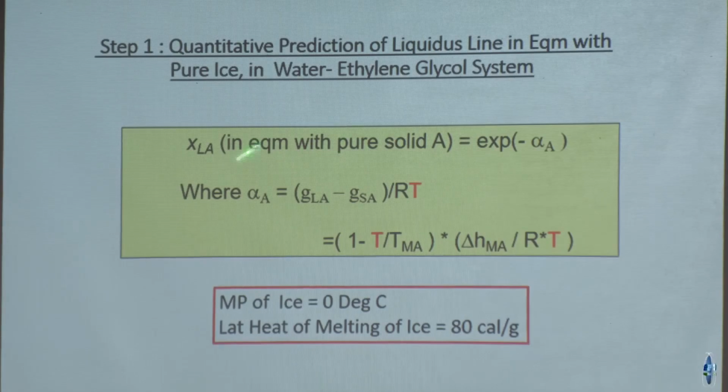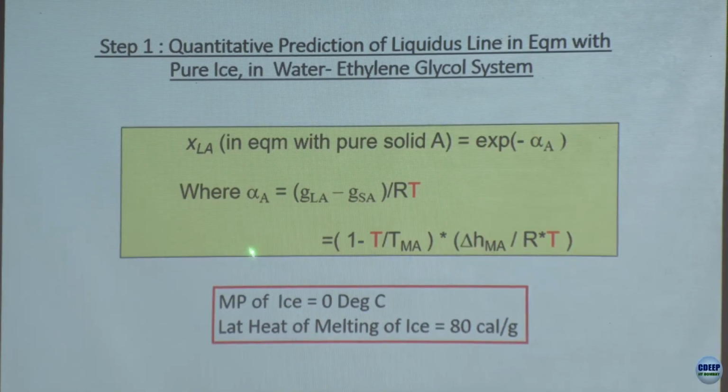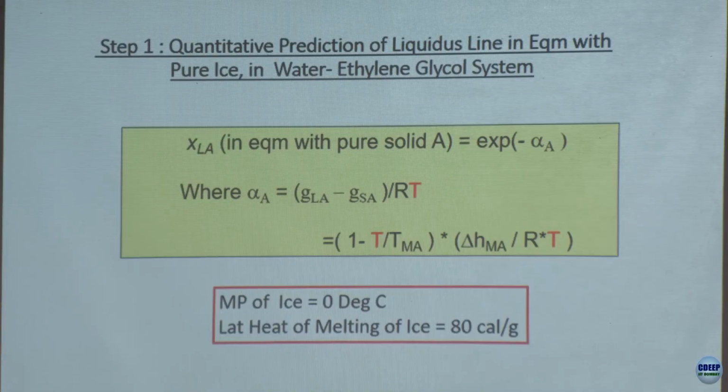and we have already derived this kind of an expression which tells us that the mole fraction of the component A in the liquid phase in equilibrium with pure solid, which is ice, is going to be exponential of minus alpha A. Alpha A is a function of the gap between the solid and the liquid phase for pure A, and the final expression that we had derived was this one, which is an approximate expression. So it is valid for temperatures which are closer to the melting point.